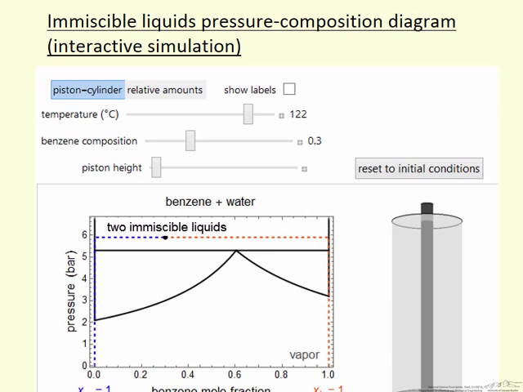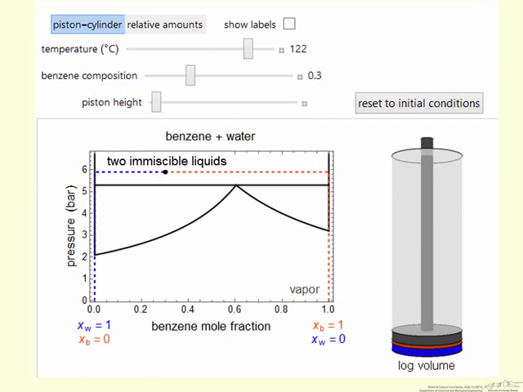This simulation on the left shows a diagram that plots pressure versus composition for two immiscible liquids. And on the right is a piston and cylinder that represents the relative volumes. In this case, the liquid at the bottom in blue represents water, and then red represents benzene.